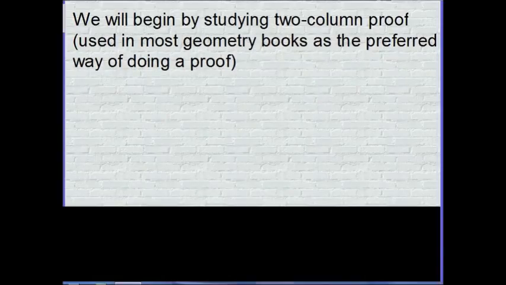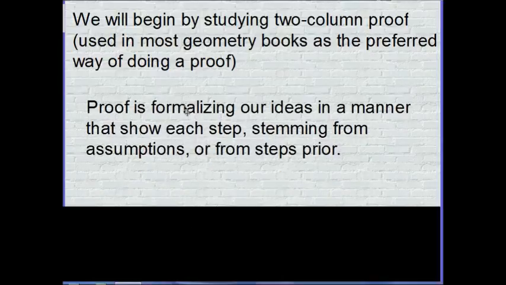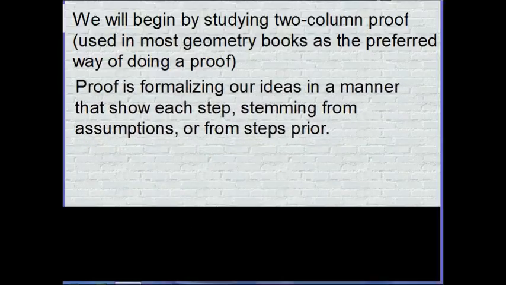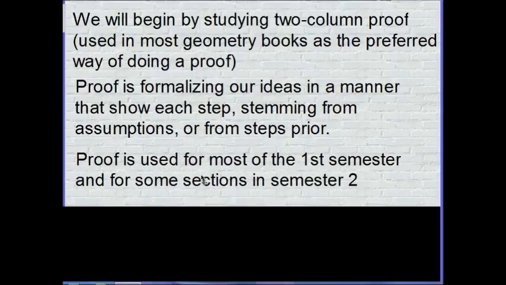First and foremost, we'll be studying 2-column proofs. 2-column proofs are used in most geometry books as the preferred method of doing a proof. What proof is, is formalizing our ideas in a manner that can show each step, stemming from assumptions or from steps prior. Proof, just so you know, is going to be used for most of semester 1 and for some sections in semester 2. So this isn't going to be a one-time deal or just in one chapter. We're going to continue proof throughout semester 1.